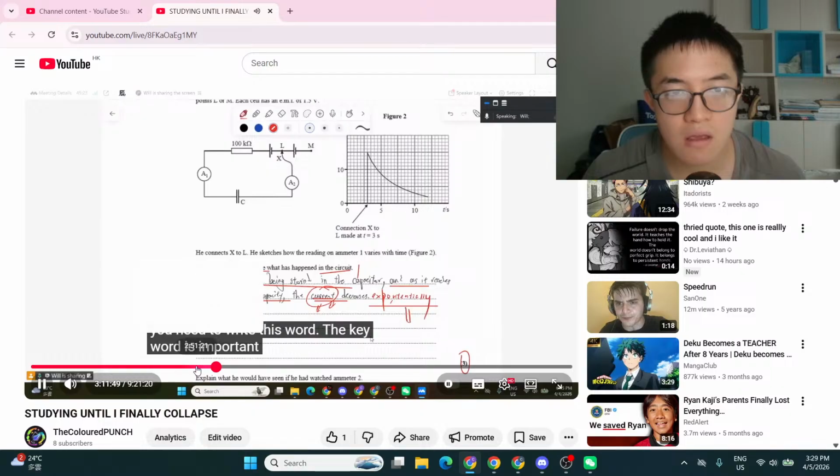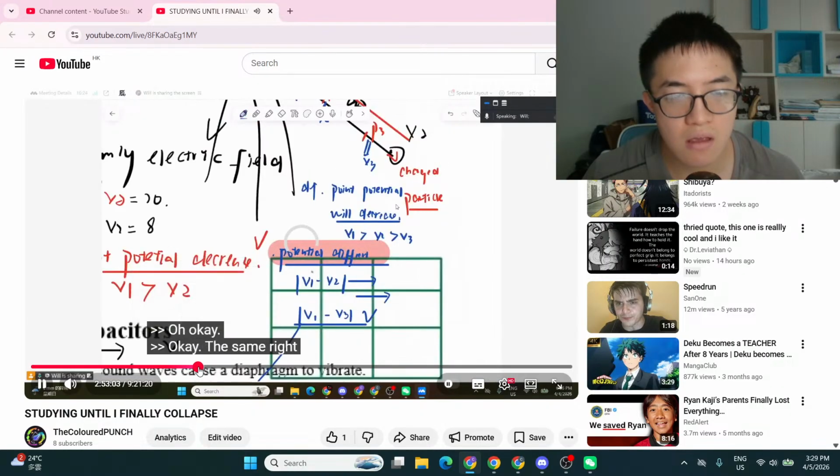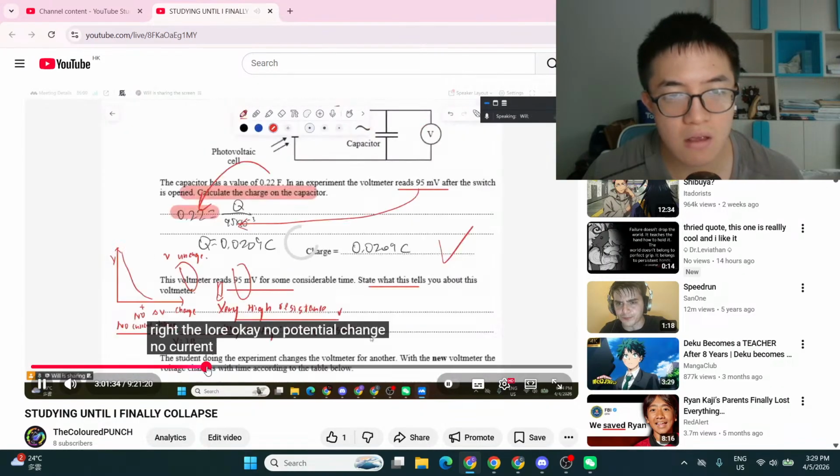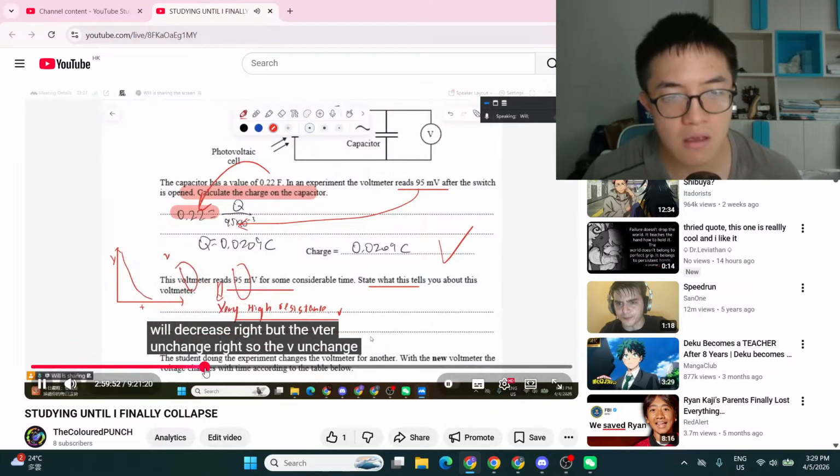The keyword is important, because if there is no current change, it means that we have a very high internal resistance.